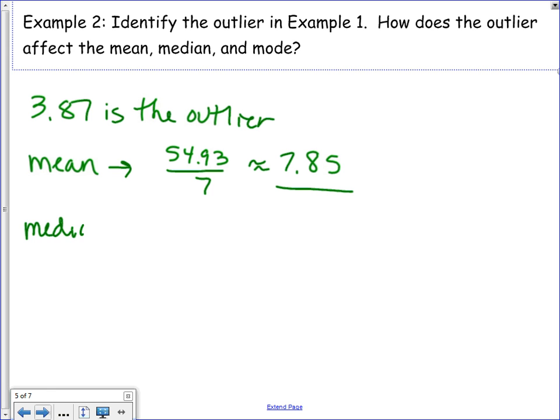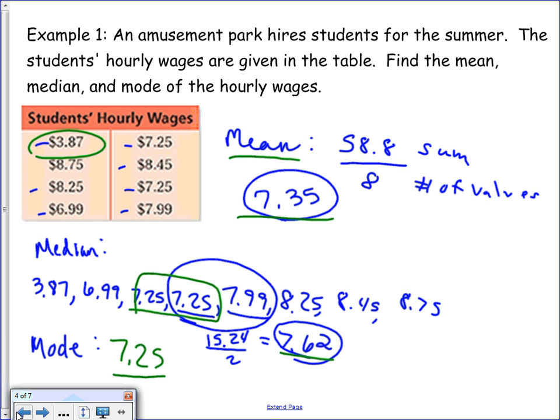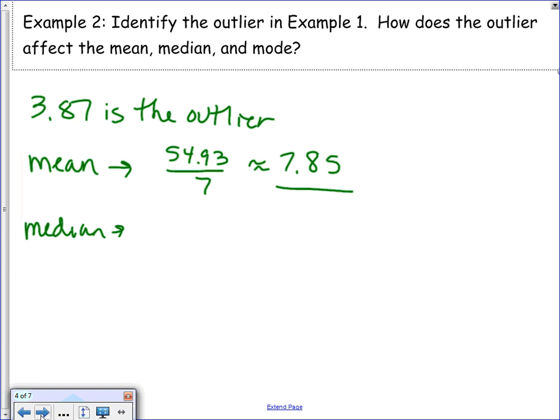The median without that one. Now we are going to find a middle number, because we're dropping this one out. So the middle number, 1, 2, 3, 4, 1, 2, 3, 4 is 799.